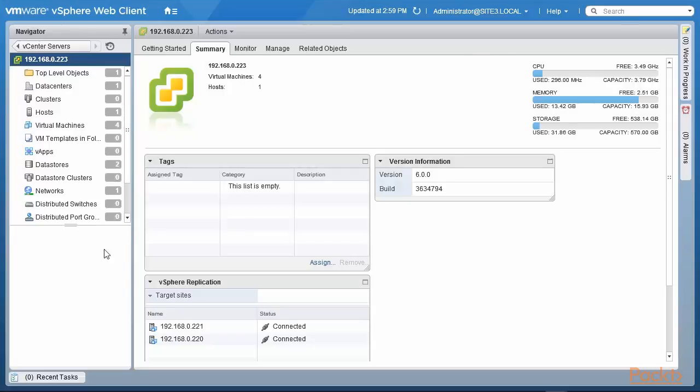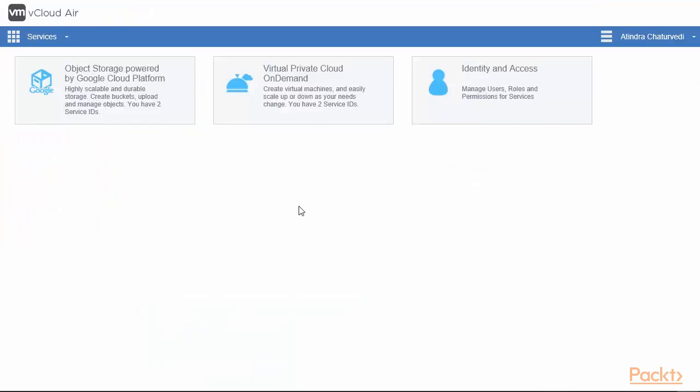So I'm now connected to my VMware vCloud Air account. And the reason I'm here is because I want to show you the kind of information that you need to be able to connect your replication in your own on-premise data center to a cloud-based disaster recovery environment.